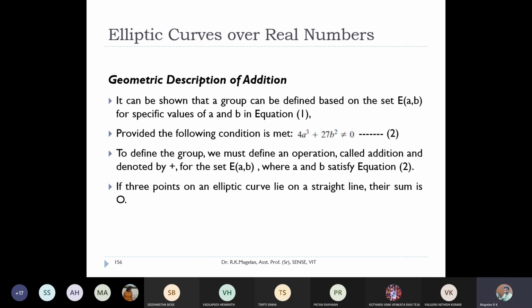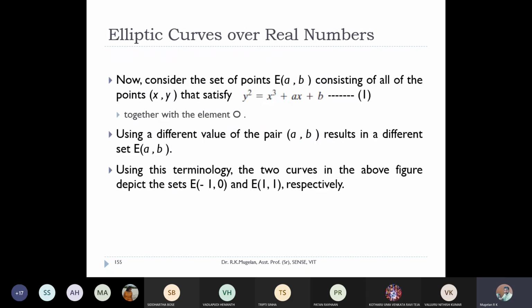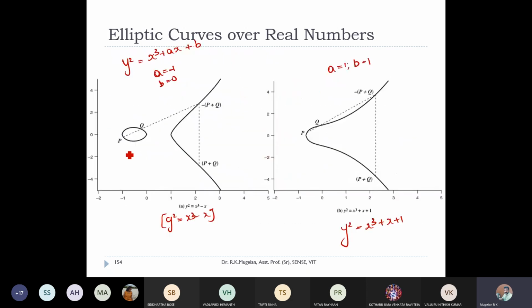Now we move on to the geometric description of addition. How can we add two points over the elliptic curve? Assume that we have two points like this, P and Q. How can we add these two points P and Q here?